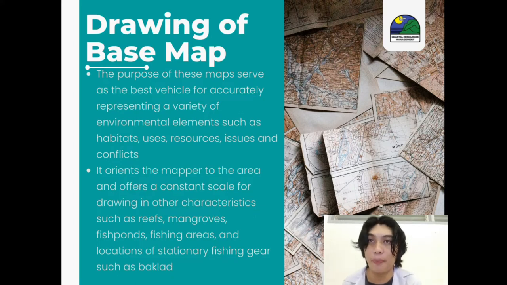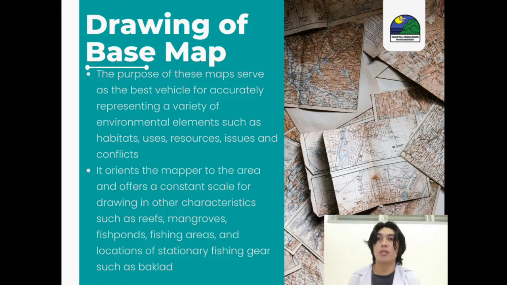A base map also has a scale that depends on the size of the area that is being mapped. For mapping of barangay coastal waters, the best map to trace has a scale ranging from 1:5,000 to 1:50,000. For mapping at the municipal level, 1:30,000 and 1:100,000. 1:100,000 should probably be the best scale for doing such a map.